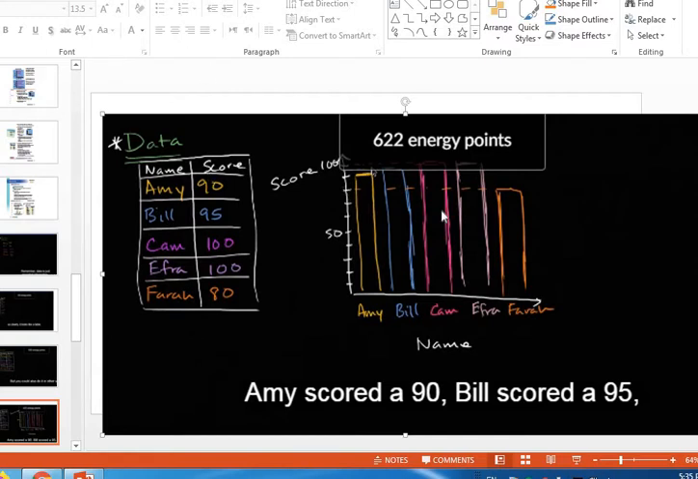And if I ask you what the most records for the students are, I will say that Cam and Ifra scored the most, or scored the highest number, that is the highest percent, I mean, that is 100%. We have Cam and Ifra here.